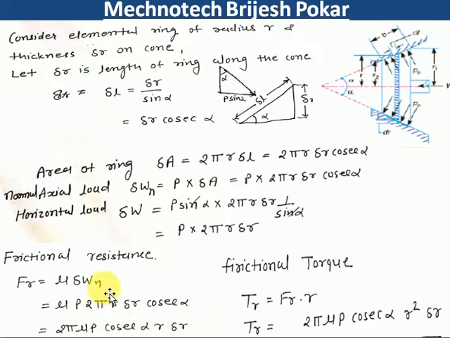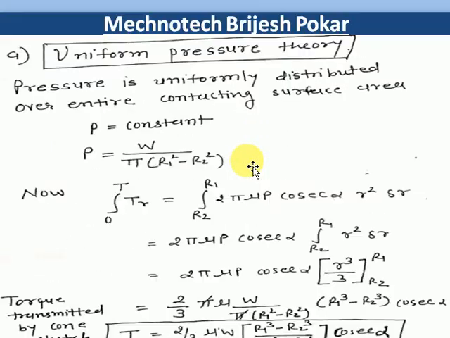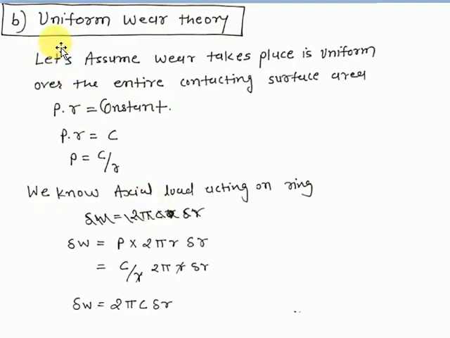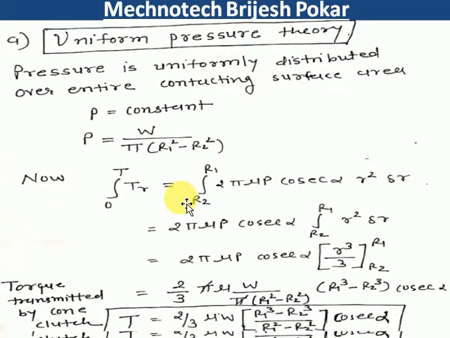After finding the frictional resistance, we have to find the frictional torque. Tr is equal to Fr into r, so this r is converted into r square. So the torque is 2 pi mu P cosec alpha r square delta r. We have seen the torque for the cone clutch, but it is for this small portion only. Now we have two theories: the uniform pressure theory and the uniform wear theory. Let's start with the uniform pressure theory.